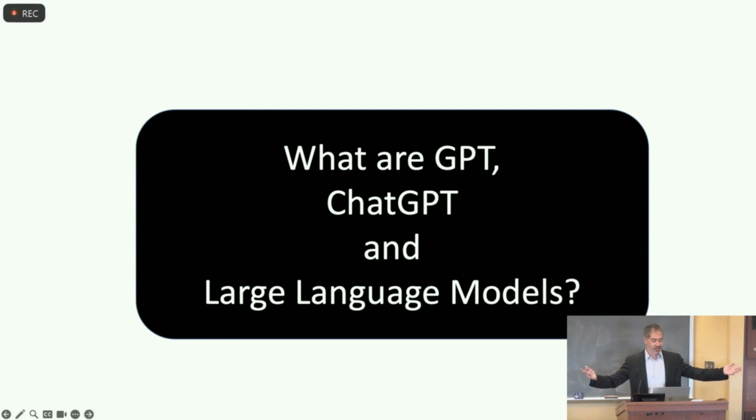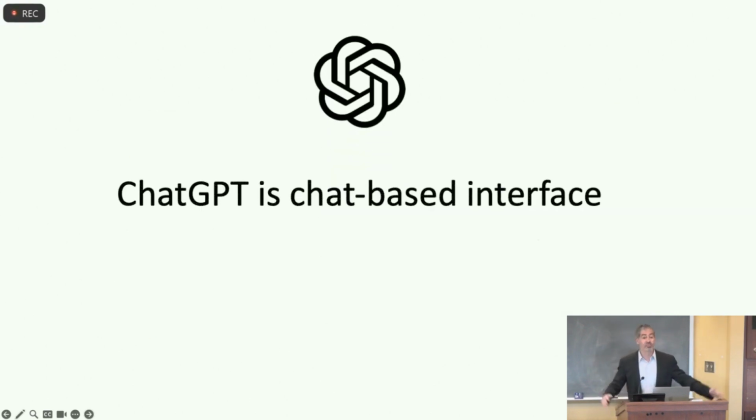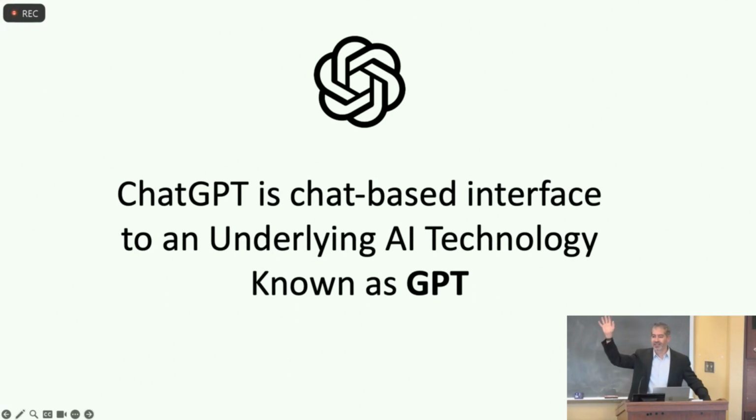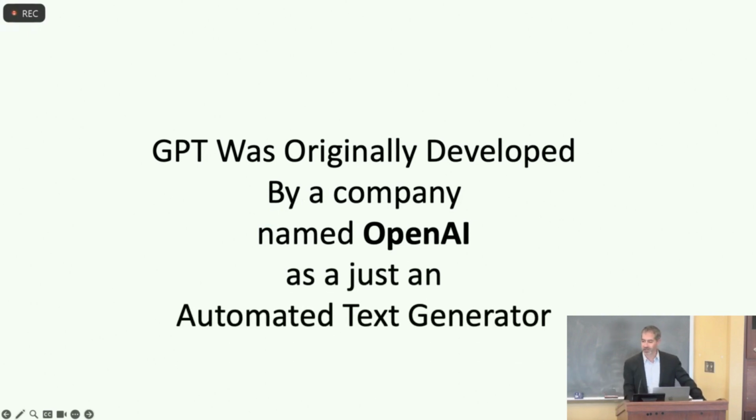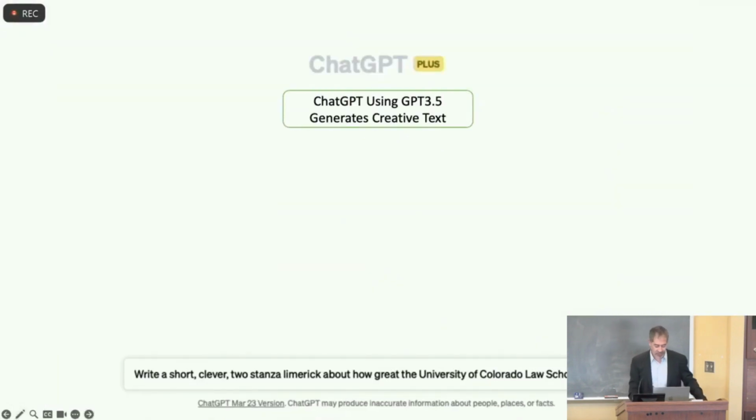So what is ChatGPT or GPT and large language models, and why do I say those differently? How many of us have played with ChatGPT here? Okay, a lot of you have played with it. ChatGPT is the chat-based interface to an actual underlying technology called GPT, which we're going to understand. That's not the only way you interface with it, but that's one way. GPT was originally developed by a company named OpenAI, and we'll talk about them a little bit more. But it was designed just to be an automated text generator, so it could make stories or poems or articles or blog content in the style of people. And that was kind of interesting, so I had it write this funny poem about CU Law using ChatGPT.